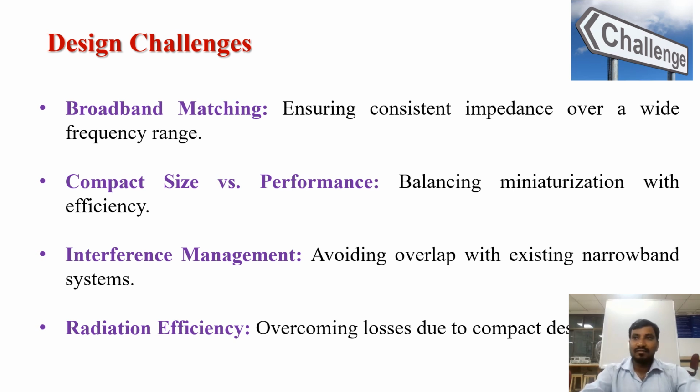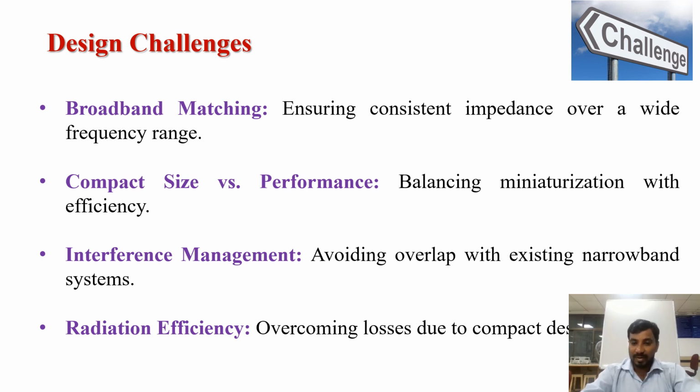The first one is that we are going to design an antenna that needs to cover a very large impedance bandwidth, that is 3.1 to 10.6 gigahertz. So our antenna should provide good impedance matching over the large impedance bandwidth. Next one is compact size and performance. So we balance the minimization of the size of an antenna while its performance should not go down. That is also very important. So the efficiency should be high while balancing the miniaturization.